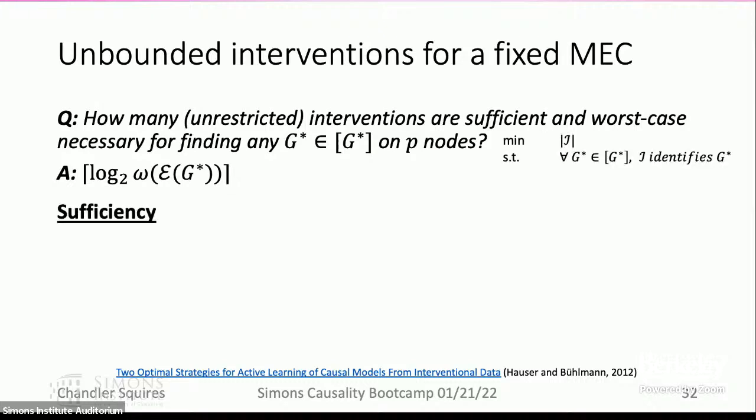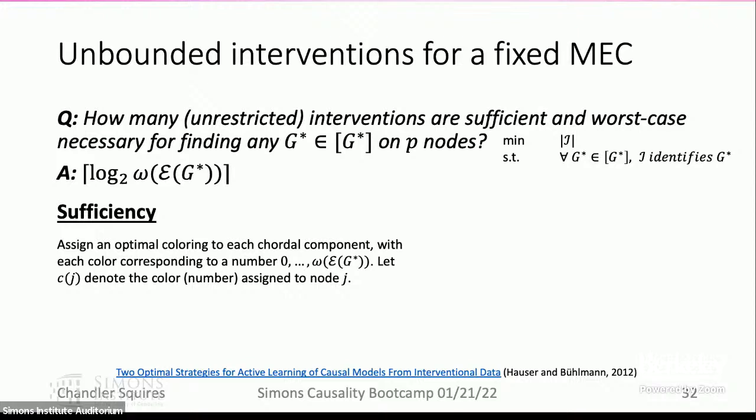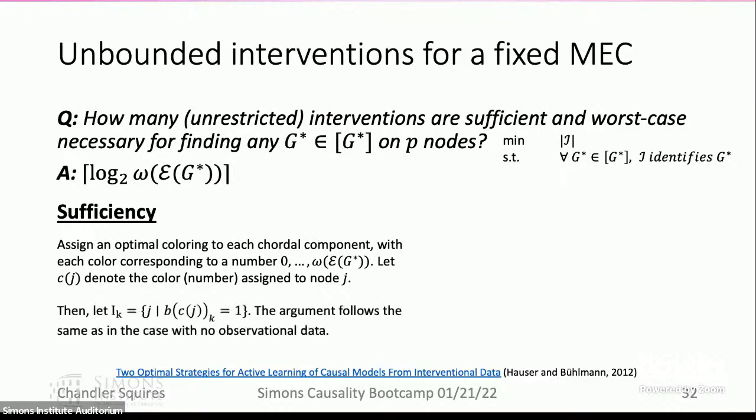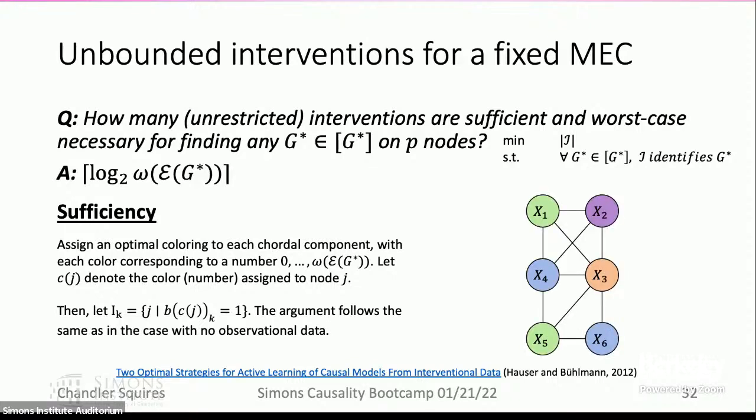And luckily the strategy looks a lot like the strategy that we just saw. So instead of assigning each vertex a distinct number, we're going to first find an optimal coloring and then assign the colors a number. And then we're going to use kind of the same construction for the intervention set. So the example will be probably more clear than the text.